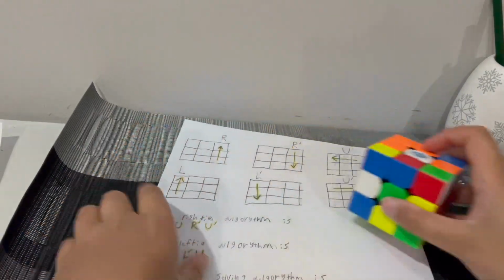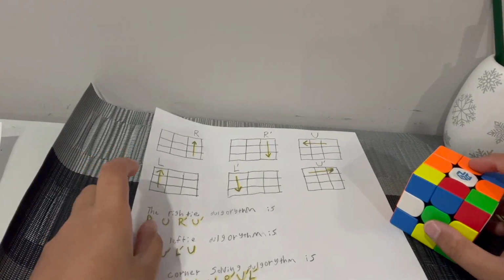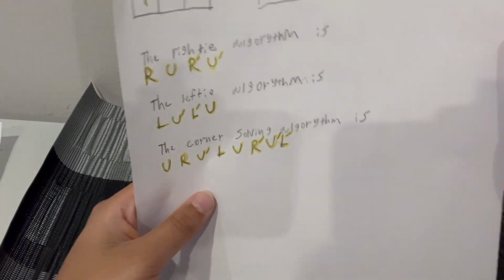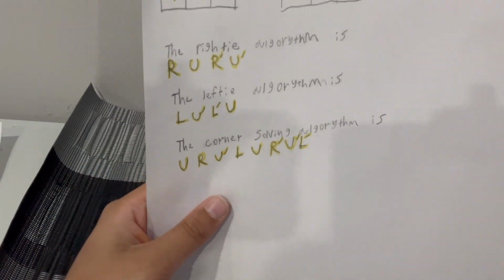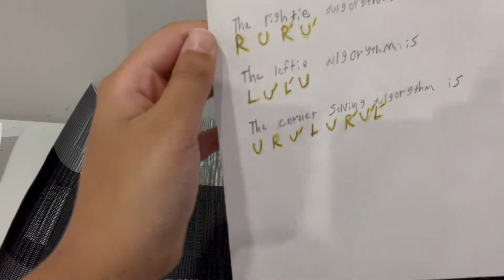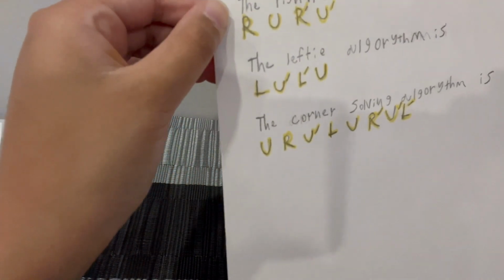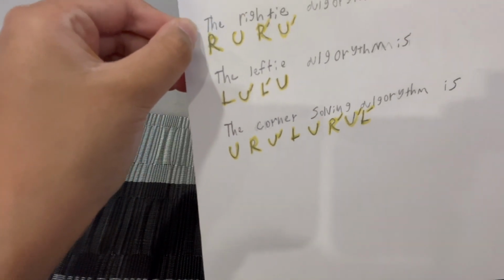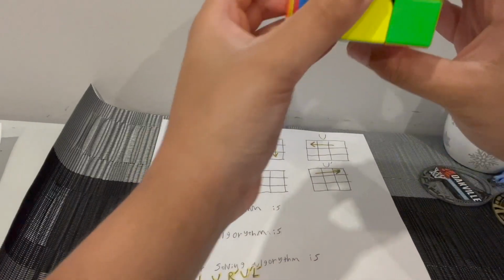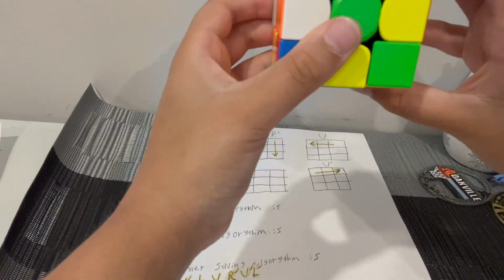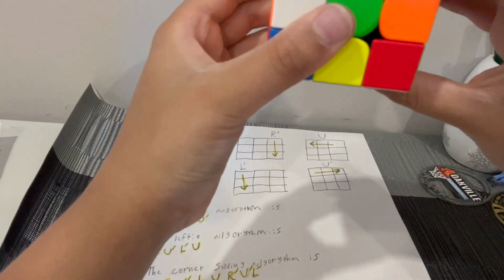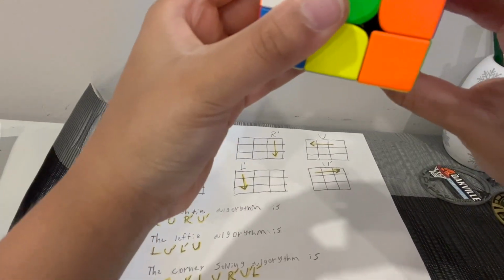So, now that we've covered the notation, we're going to recover the algorithms, in case you guys have forgotten. The righty algorithm is R, U, R prime, U prime. This is what it looks like on a cube, if you understand it better like this. R, U, R prime, U prime.